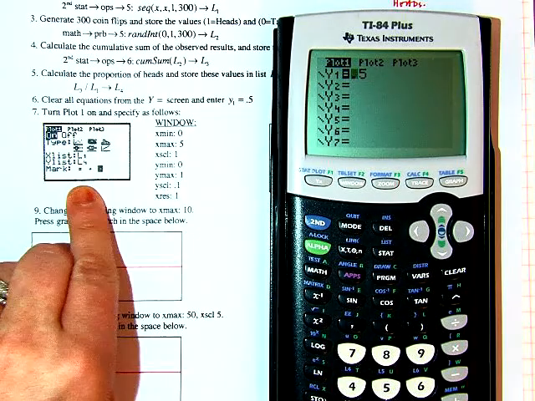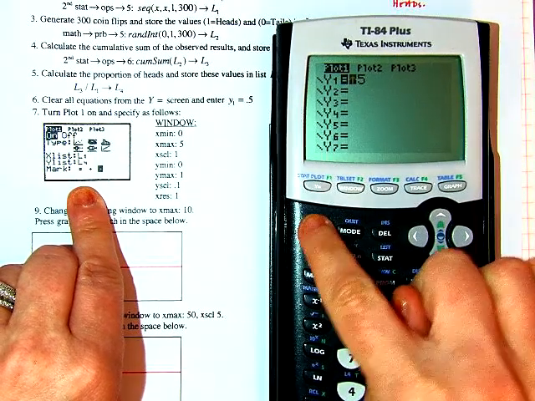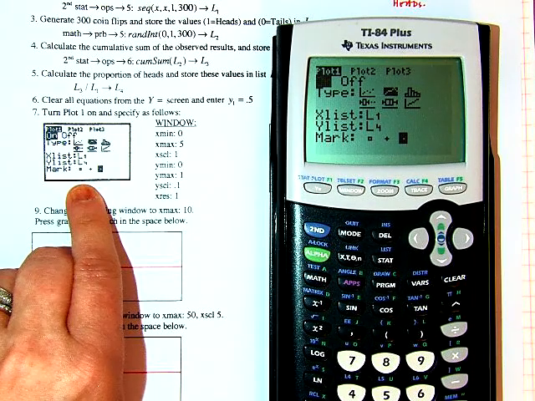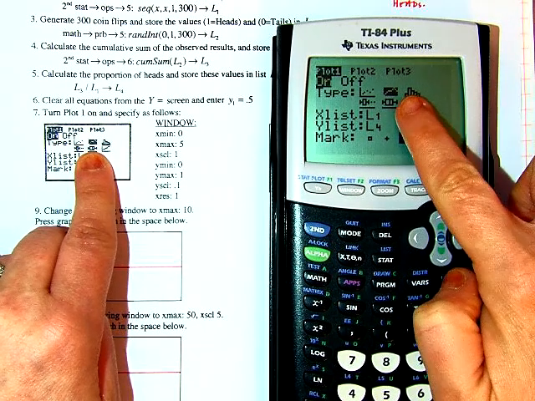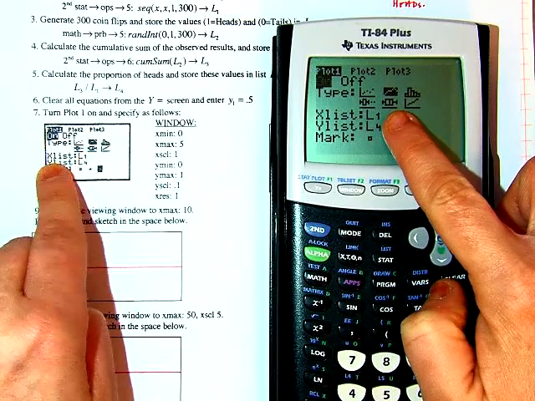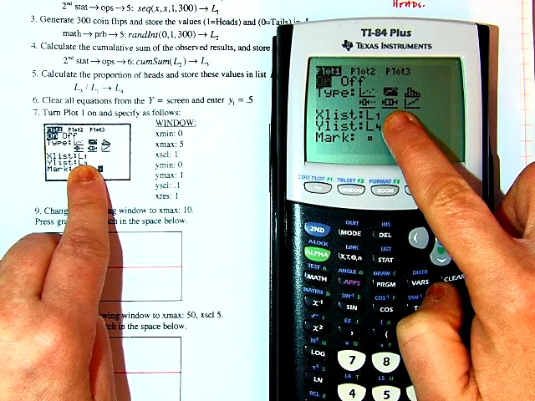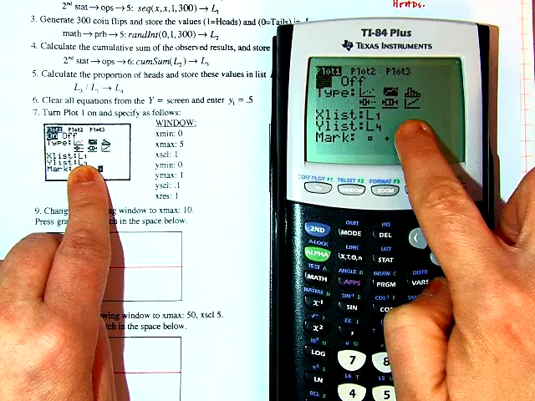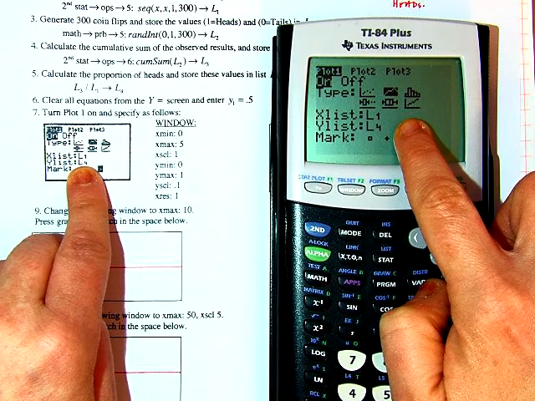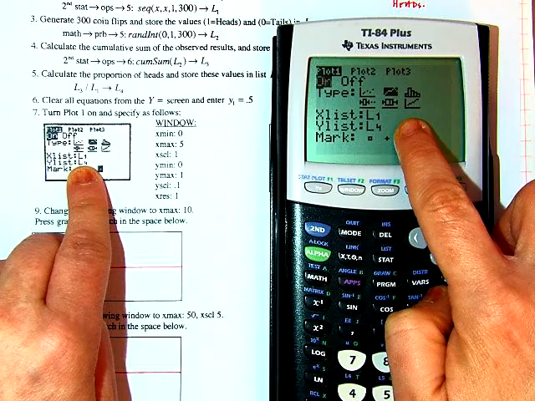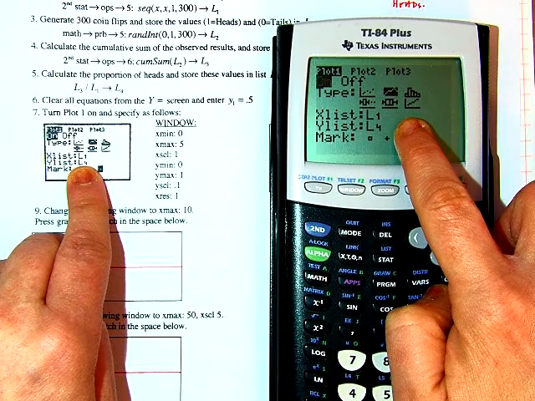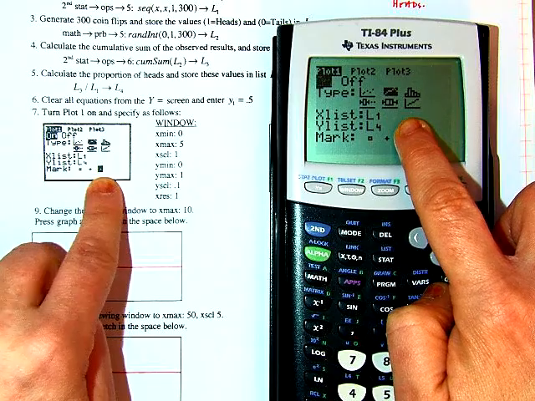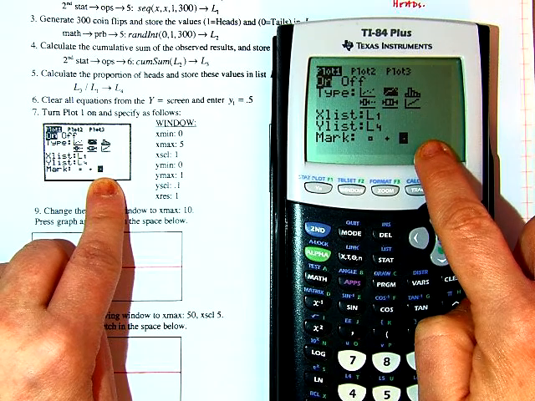Then I want to go to my stat plots. So second y equals, I want that first plot on. I want it on line graph. I want it to look at the X list of L1, so it's going to tell me trial 1, trial 2, trial 3, etc. L4 is my proportion of heads. So I'm keeping track of what my proportion of heads is over the amount of trials that have been conducted. I use the smallest mark possible.